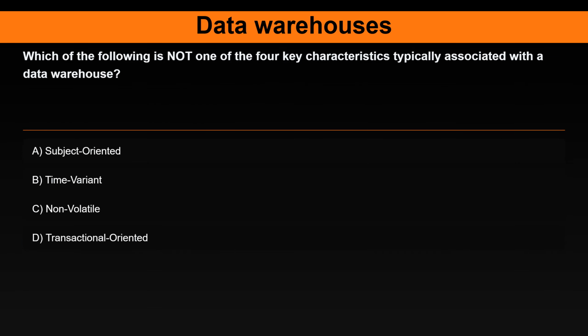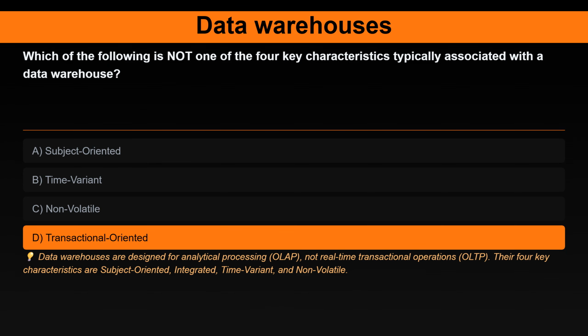Question 13. Which of the following is not one of the 4 key characteristics typically associated with a data warehouse? Option A, subject-oriented. Option B, time-variant. Option C, non-volatile. Option D, transactional-oriented. The correct answer is transactional-oriented.